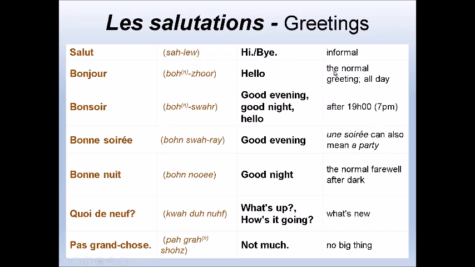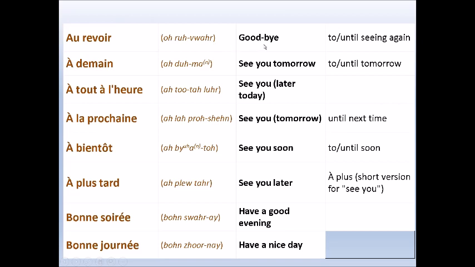So let's continue. Let's get a little bit more into salutation or greetings. And here you have the actual sound. So salut, hi, which is very informal. Bonjour, hello. Bonsoir, good evening, good night. Bonne soirée, good evening. Bonne nuit, good night. Quoi de neuf? What's up? How's it going? Very informal. Pas grand-chose, not much. Again, very informal.